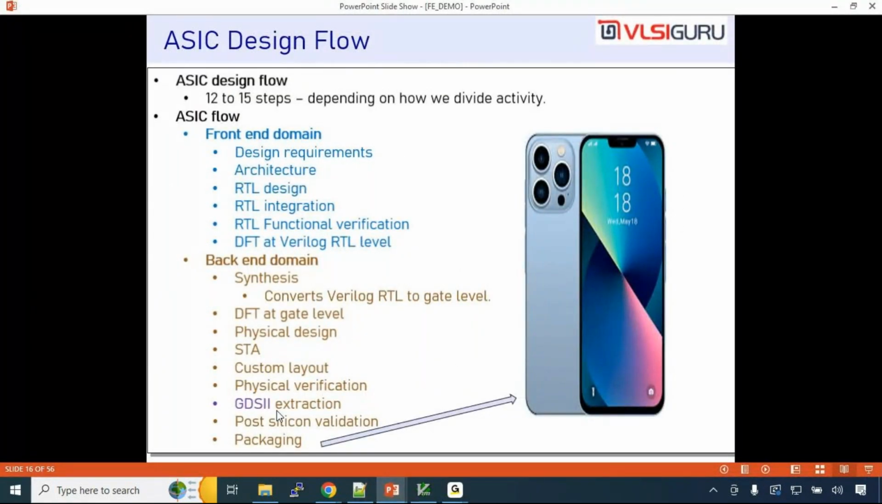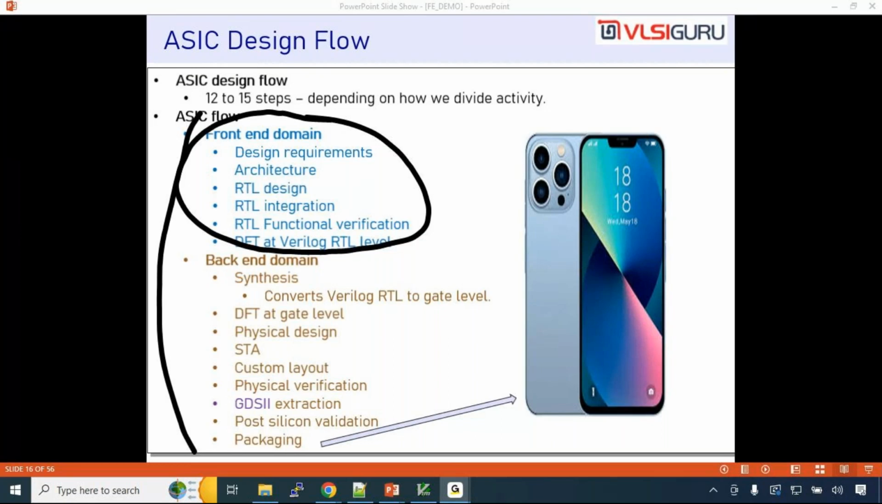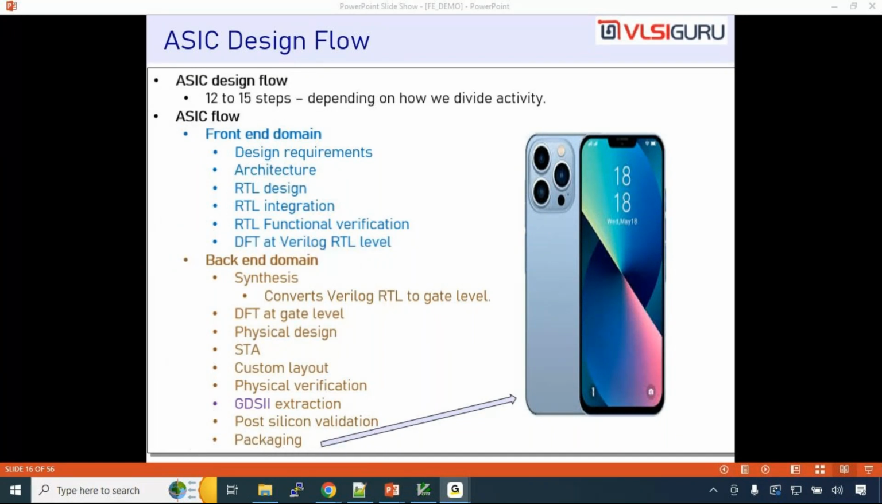Majorly, we divide all these activities into two categories. What is this? Front-end domain. What is this? Back-end domain. Okay. But architecture will be replaced. Architecture, which will be replaced.